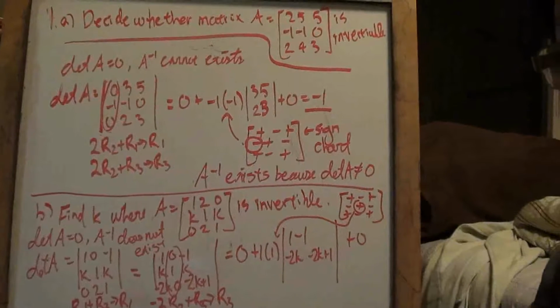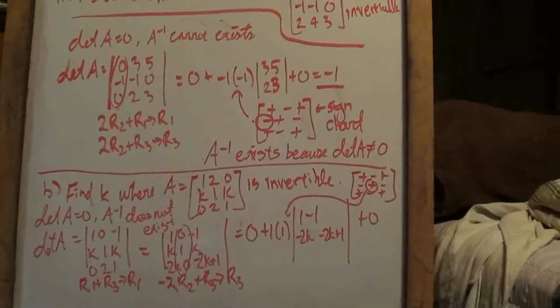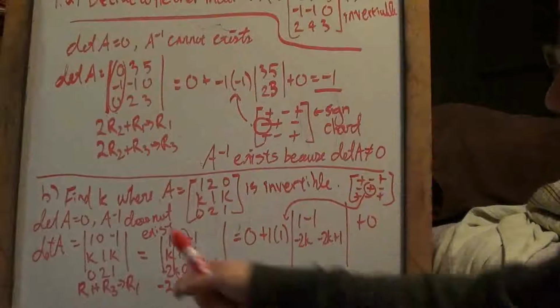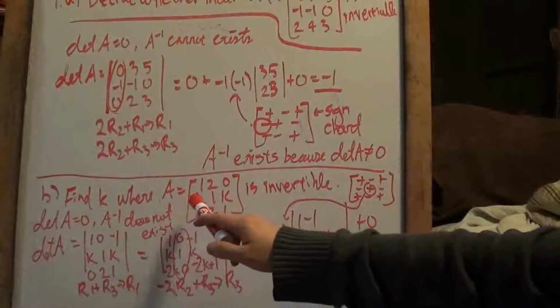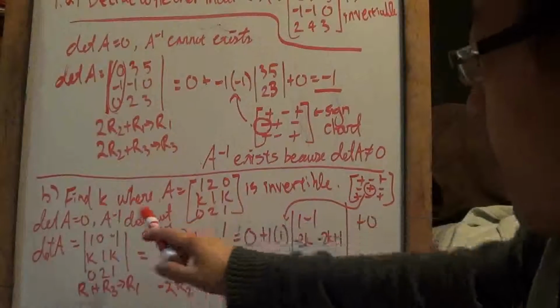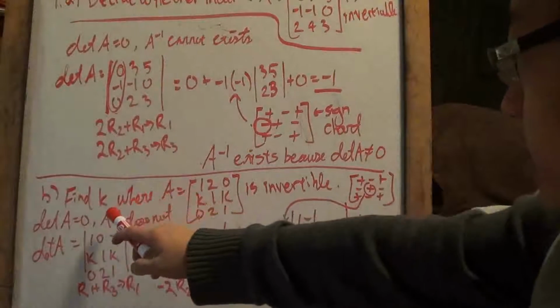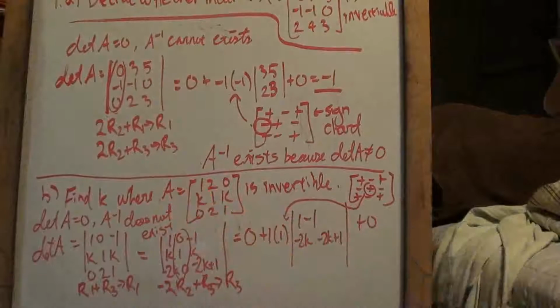Let me scroll this down. Okay, there we go. So, similar idea, but now the question is a little bit different because they give you the matrix A, and they do say it is invertible, but we need to find the unknown K. Find all the K values so that this A is invertible.